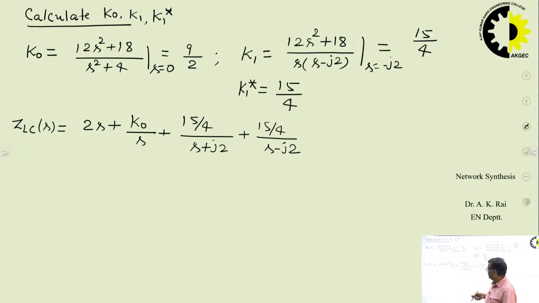Okay. So this is your removal of pole at infinity, meaning it is an inductor. This is a capacitor, a capacitor of capacity 9 by 2. So it is 2 by 9.